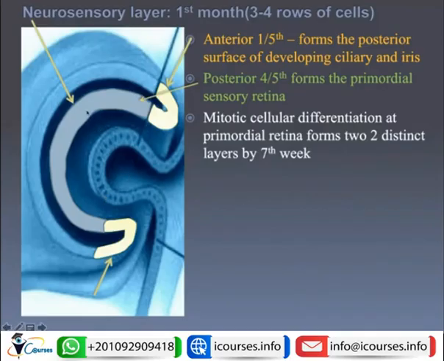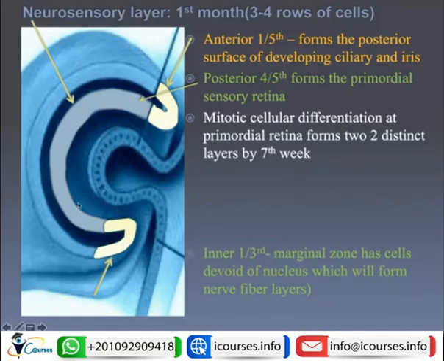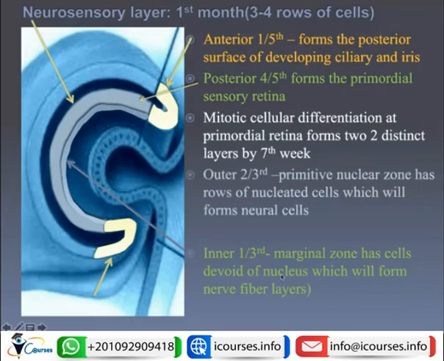By the 7th week, there will be differentiation of the inner layer of the optic cup into 2 layers. The inner one-third is called the marginal zone because it is near the margin. This marginal zone will have no nuclei, and it will later form the nerve fiber layer of the retina. So the inner one-third of the inner layer of the optic cup will form the marginal zone.